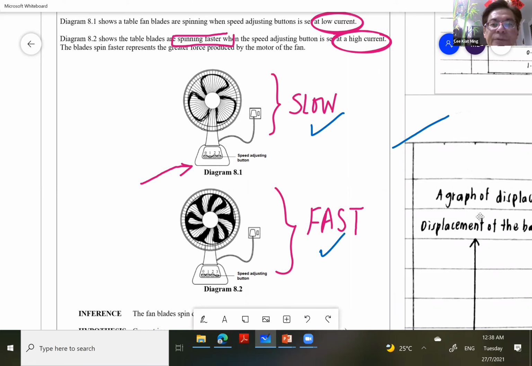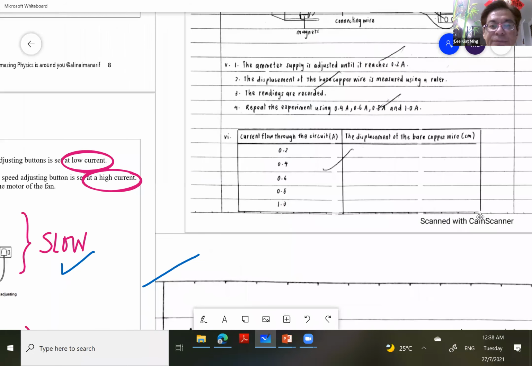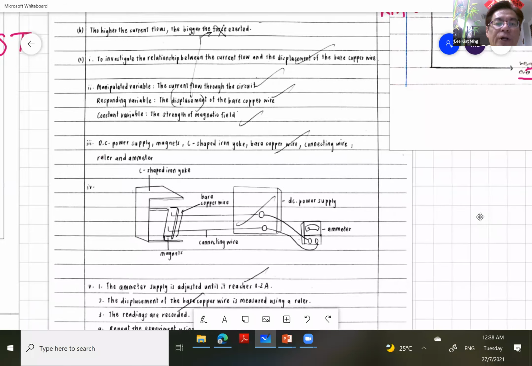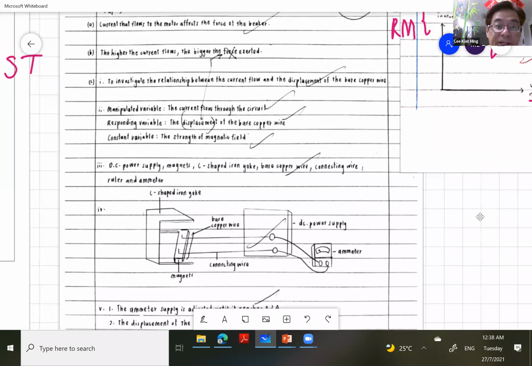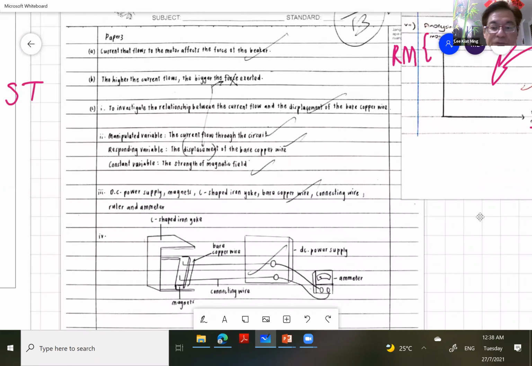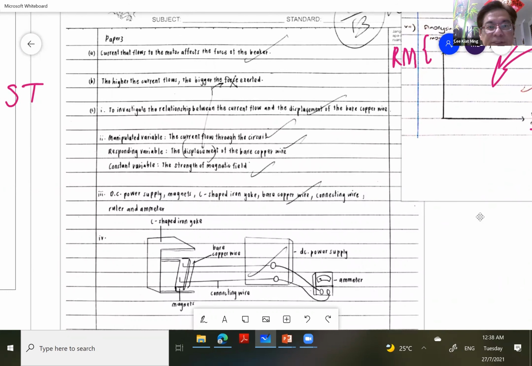Always remember, this is the diagram you use for motor. Every time they ask you about a motor, you are going to use this diagram. Remember that. Every time they give you a motor, you are going to use this concept.